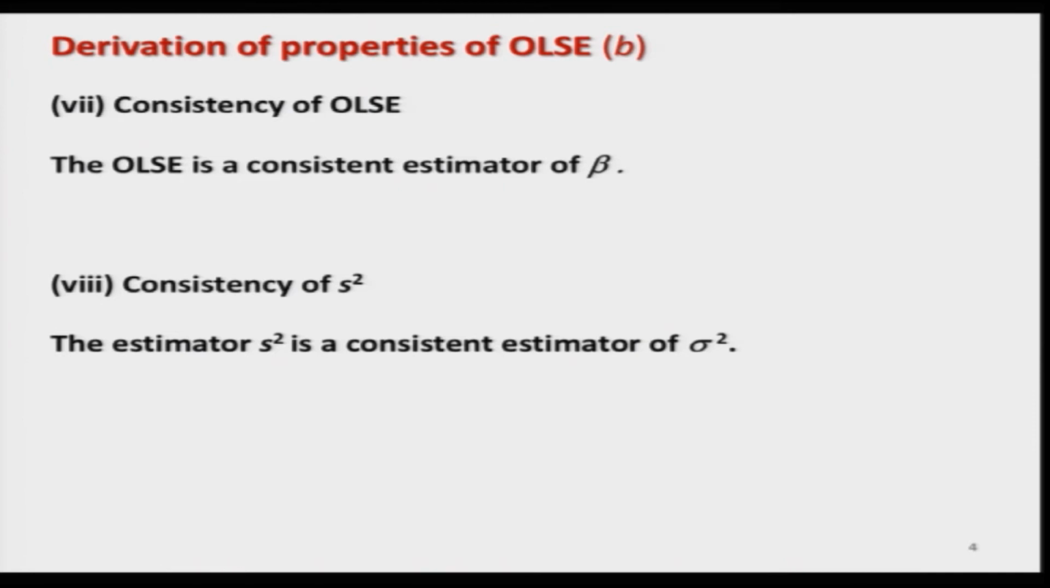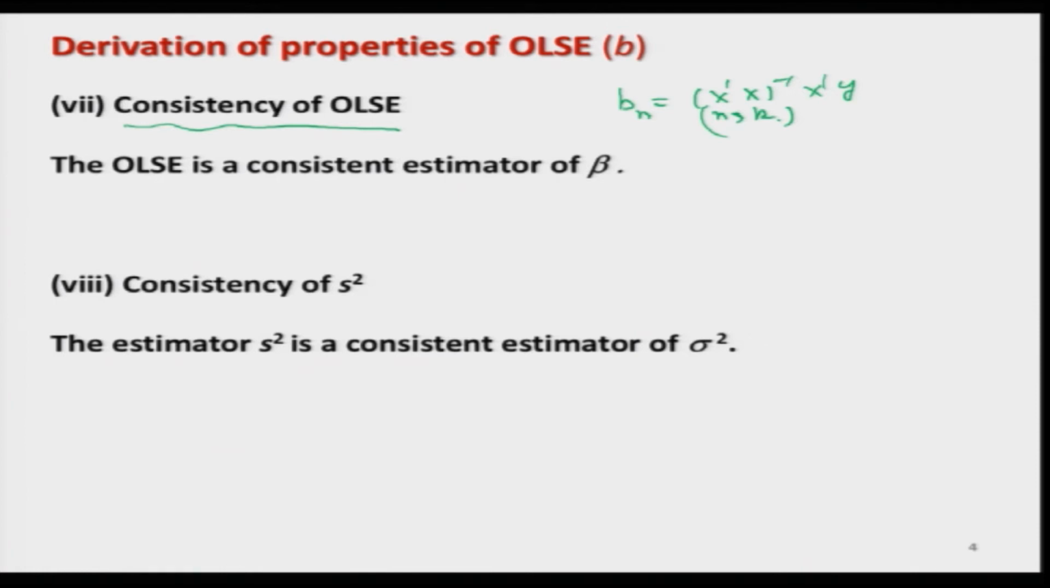Now after this I try to address another property, which is consistency. I am not considering the details here, but in general you can see that B is (X transpose X) whole inverse X transpose Y, and this depends on n. So this is a function of n and k. B is a function of n, that is, the sample size.